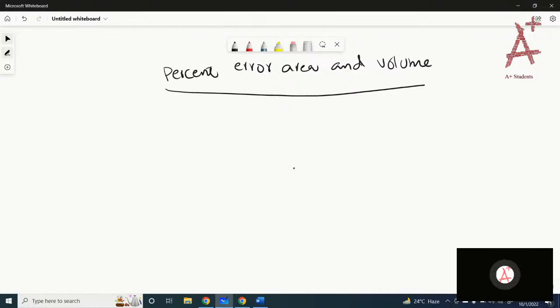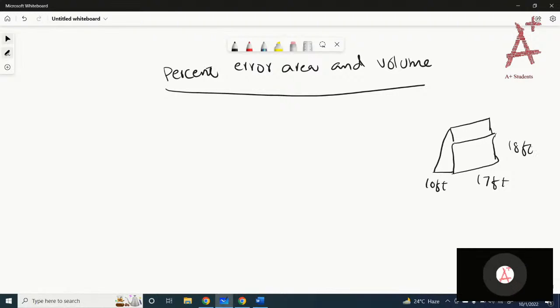Okay, you are given a prism. So the prism looks like this. This is 10 feet, this is 17 feet, and this is 18 feet. So basically we have to find the percent error in the volume, and we have to follow three steps.